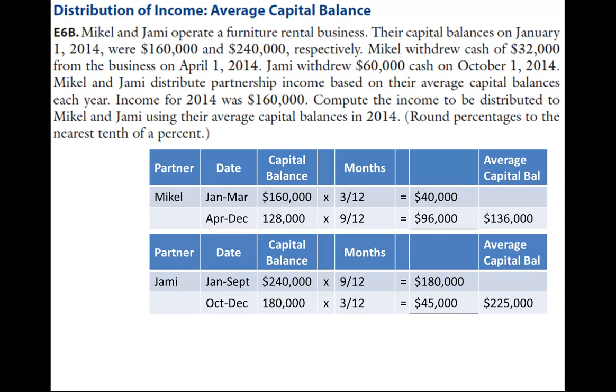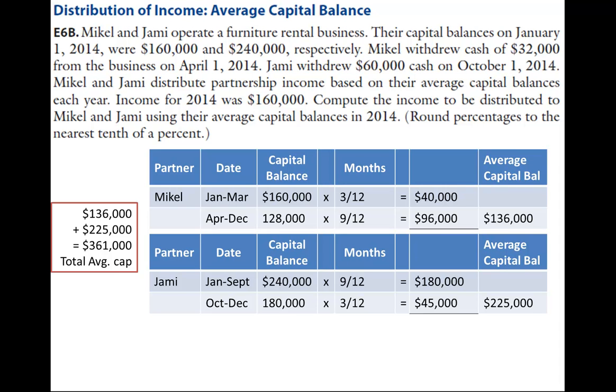And then from October to December, her balance went down to $180,000 because of her withdrawal. So $180,000 times the 3 out of 12 months gives us $45,000. So those two added together leaves Jamie with an average capital balance of $225,000. Now once we've determined their average, we proceed like we do when we're just simply using capital balances.